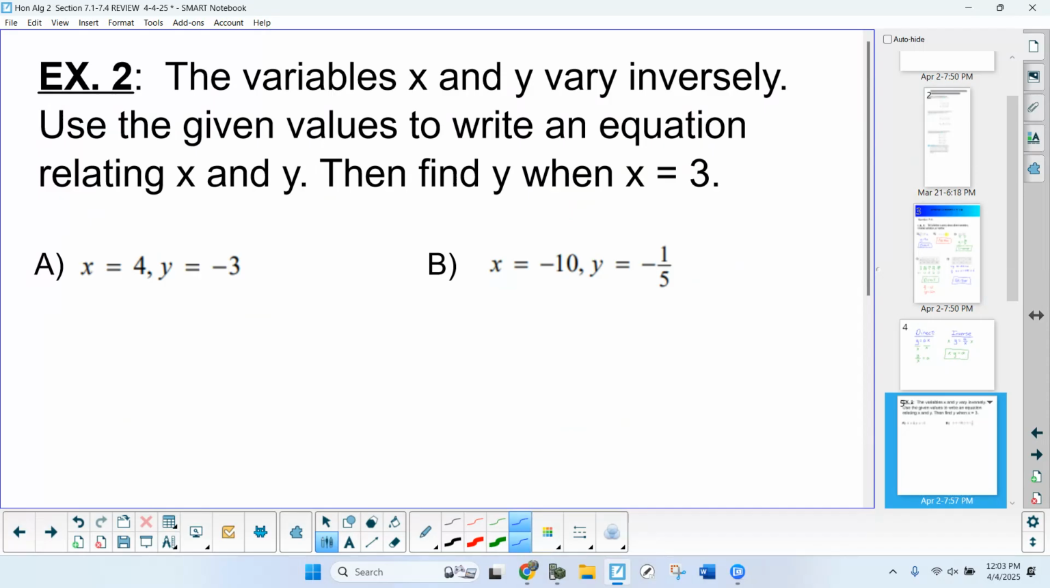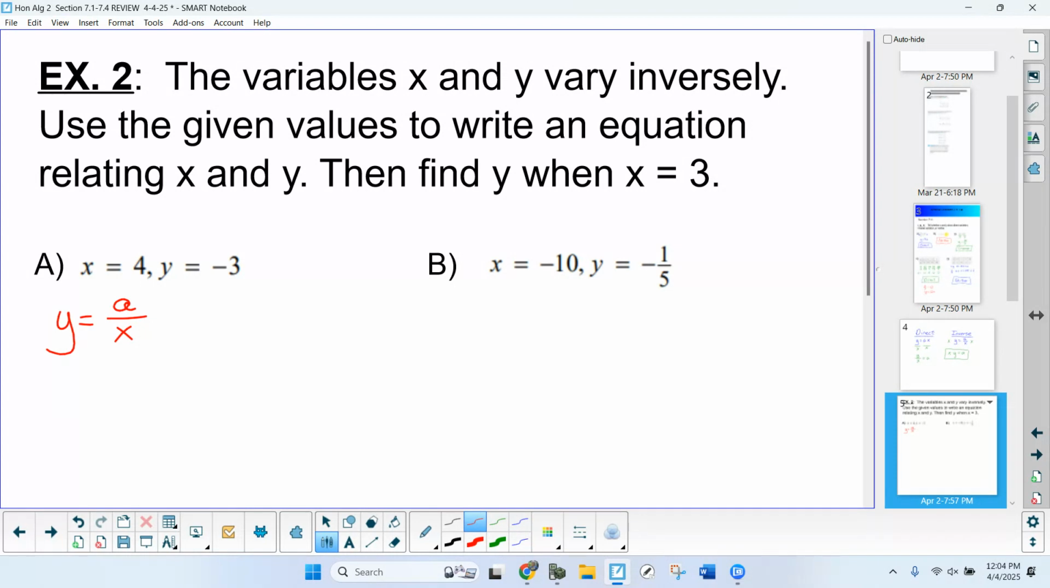Example 2. The variables x and y vary inversely. Use the given values to write an equation relating x and y. Write an equation relating x and y. Then find y when x is 3. Okay, so it says y varies inversely with x. So what's my formula? Y equals a over x.